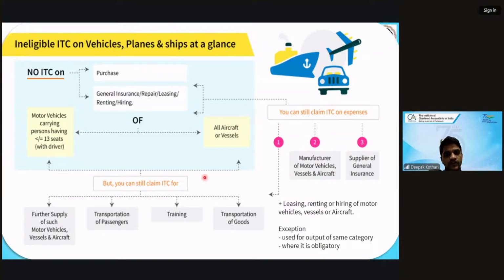Point number one, once again? This point number one. Okay, this is the only point appearing. When a person does further supply, or the person who is doing transportation of passengers, or the person who is doing training, or the transportation of goods, these people can claim the credit on the purchase and on the expenses also. That is point number one. Expenses like general insurance, renting, maintenance, etc. Yes, those expenses.